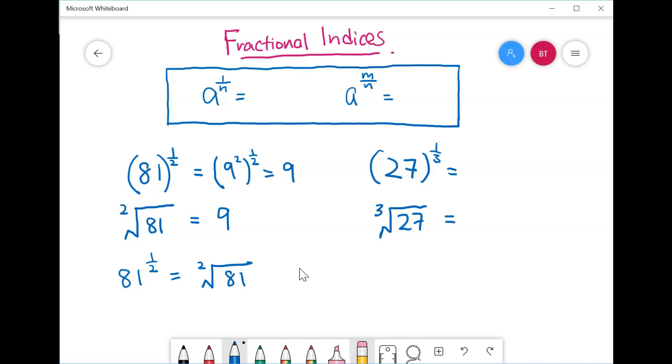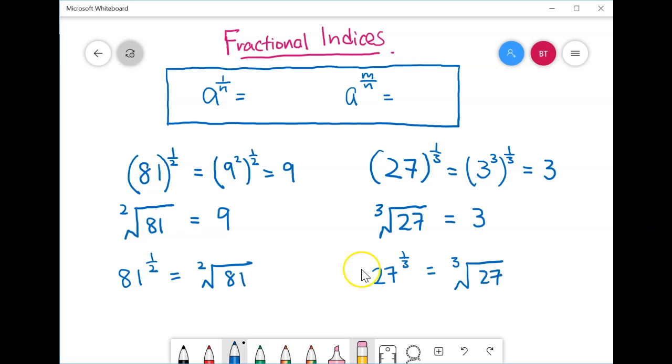And now I'm going to go on to power 1/3 and see whether a similar trend appears. So 27 is actually 3 to the power of 3, and outside is power 1/3. Again, by law 3, the powers can be multiplied. 3 times 1 over 3 gives me 1, so this is just 3 to the power of 1. And the cube root of 27, by your calculator, gives you just 3. So again, I have the situation of 27 to the power of 1/3 equals the cube root of 27.